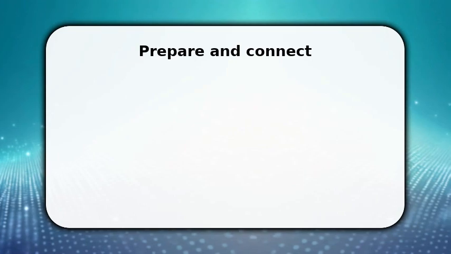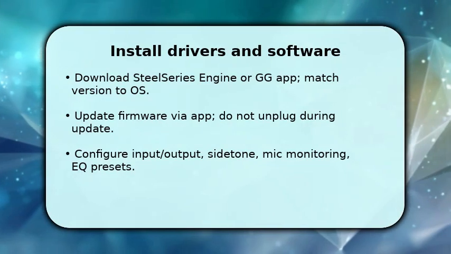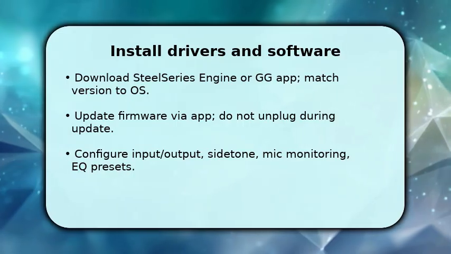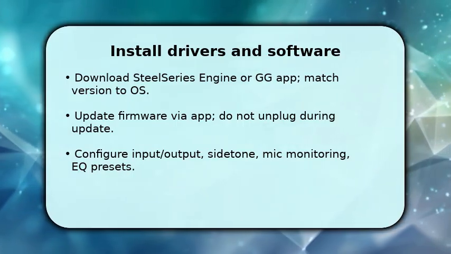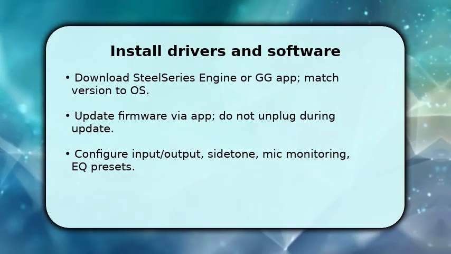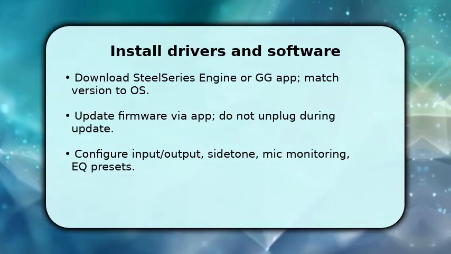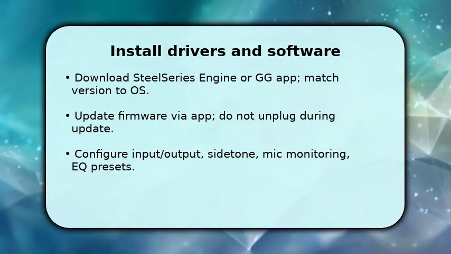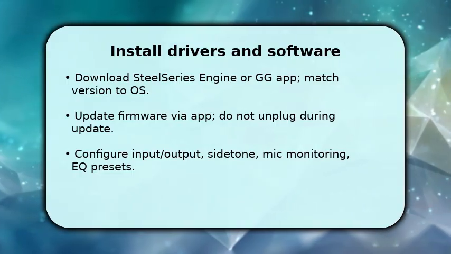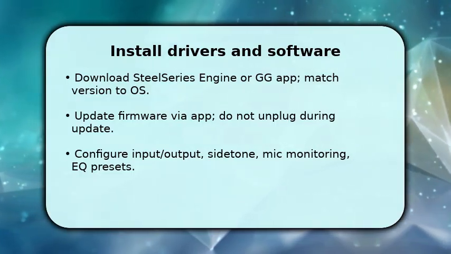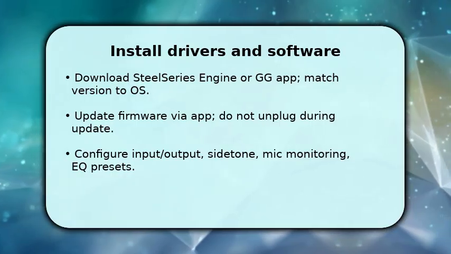Make sure your PC or console recognizes new hardware in its sound settings before moving on to driver and software steps. Once done connecting, install the SteelSeries Engine or GG app because it provides firmware updates and advanced audio controls. Launch the app, sign in if needed, and let it detect your headset. Update firmware when prompted. This fixes latency and mic issues. Do not unplug during the process.